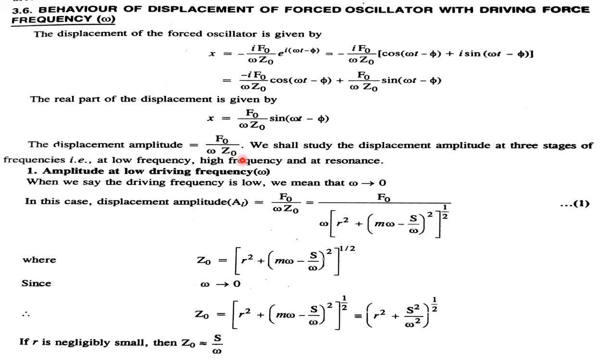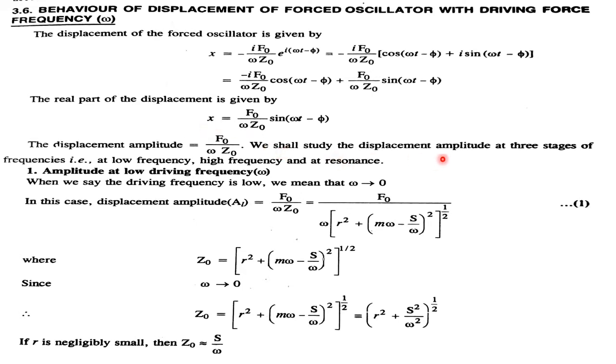That means basically when we deal with explaining the frequency and the displacement of the forced oscillator, the amplitude basically plays a very important role. Because what is important in the oscillation, what is the outcome? Basically it is only about the amplitude, what kind of amplitude we are getting through the oscillation, that is more important. See here, f naught upon omega z naught is the amplitude of the forced oscillator.